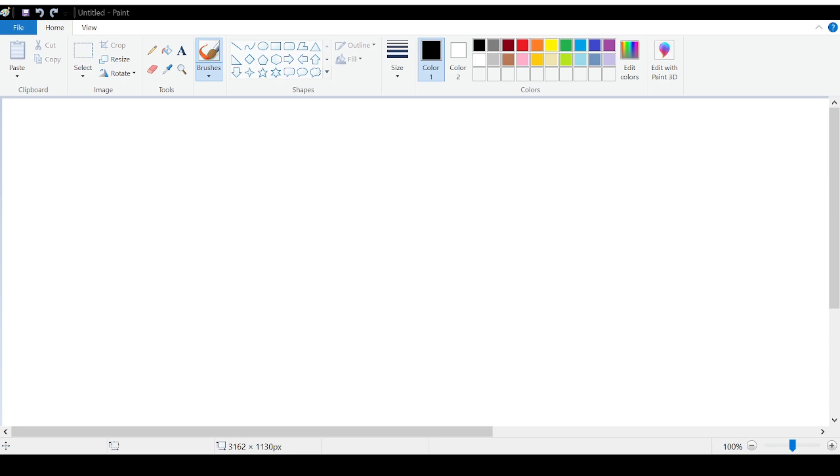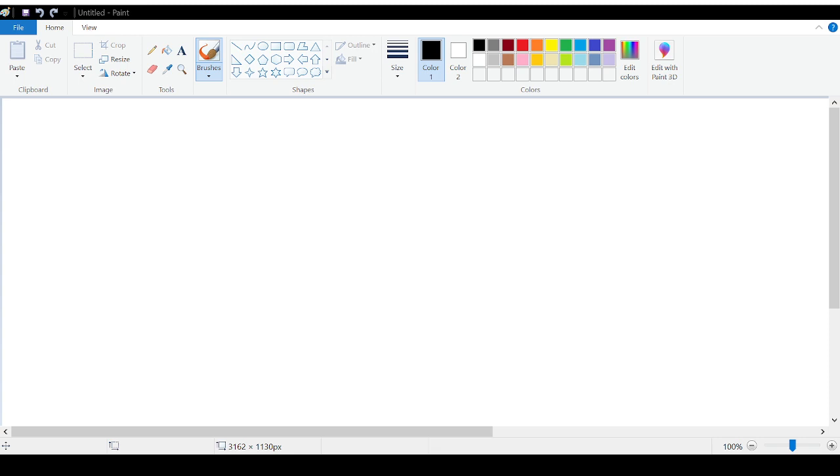Can somebody tell me what universal gates are? Does anybody have any idea? NAND gate and NOR gate. Yeah, but what does that mean? We can get back to the basic gates like AND, OR, NOT.